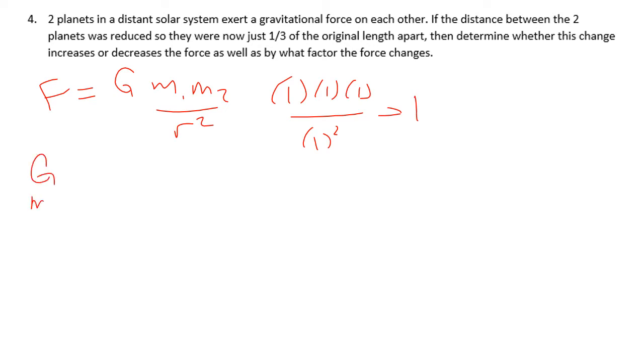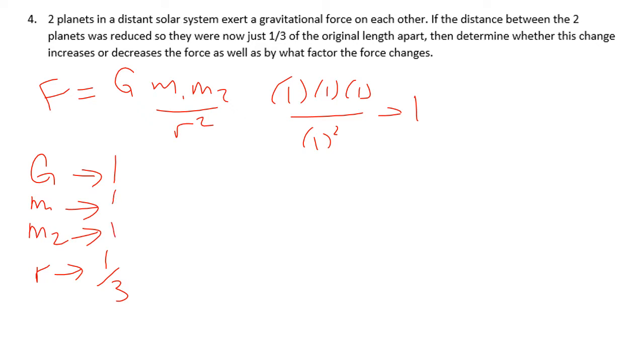Looking at the individual components and how they change, G, m1, m2, and r. G is a constant, so it stays a 1. The distance between the two planets was reduced, so they're now just 1/3 of the original length apart. Reducing should increase the force. We know it's going to get closer together, so r is going to be 1/3. It looks like we're not changing any of the masses here, so m1 and m2 will stay at 1.